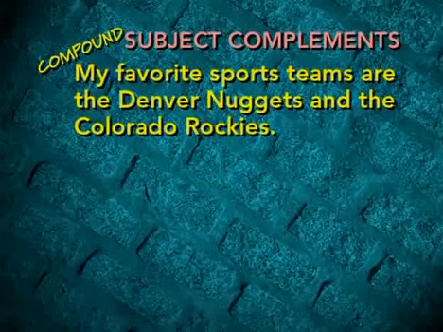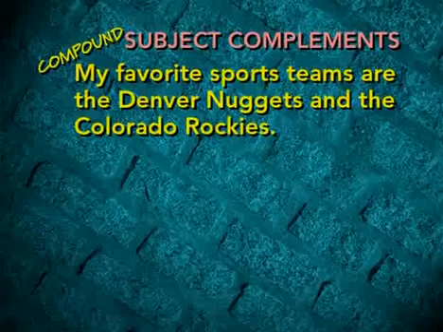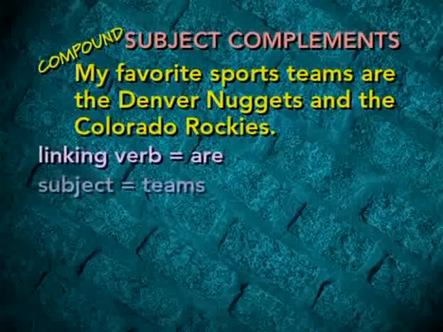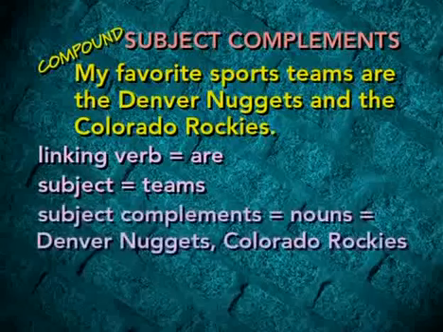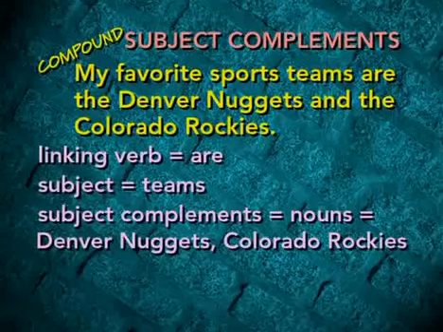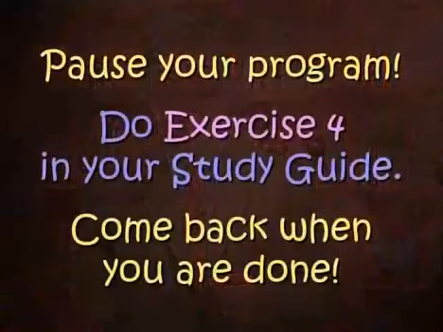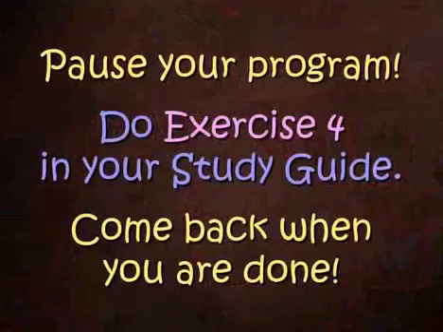One more example. My favorite sports teams are the Denver Nuggets and the Colorado Rockies. Here the linking verb is are. Teams is the subject, more specifically, my favorite sports teams. And there are two nouns that serve as subject complements, Denver Nuggets and Colorado Rockies. Another example of how the subject complement can be compound. Try your hand at the next exercise in your study guide, which will give you a chance to practice the skills and information we've just shared with you.